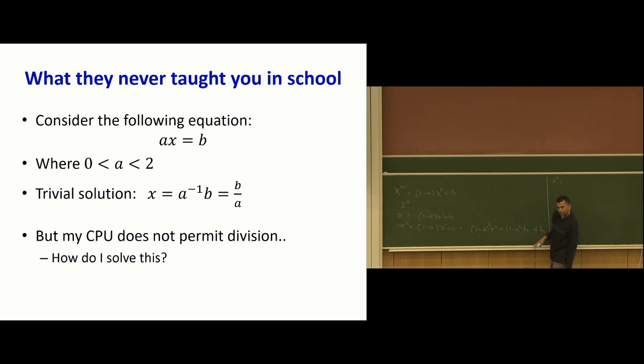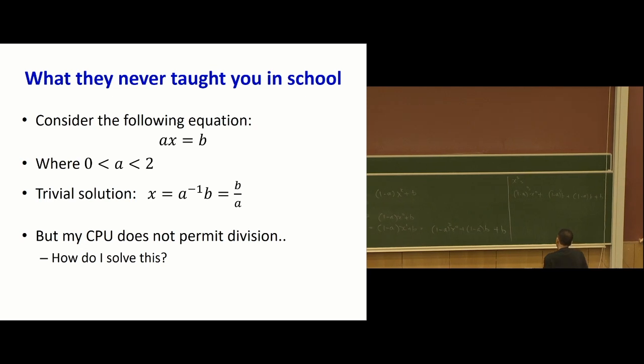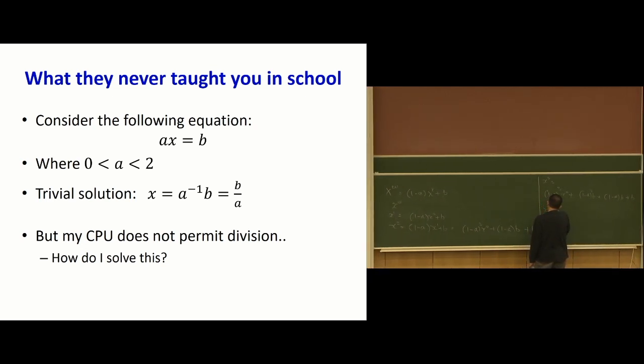Same thing, right? I multiply this by 1 minus a. That's going to be 1 minus a cubed x0 plus 1 minus a squared b plus 1 minus a b plus b, right? If I keep stepping through this, what is going to happen? I'm going to have xk plus 1 equals 1 minus a raised to k plus 1 x0 plus b times 1 minus a raised to k plus 1 minus a raised to k minus 1, down to 1. Correct?